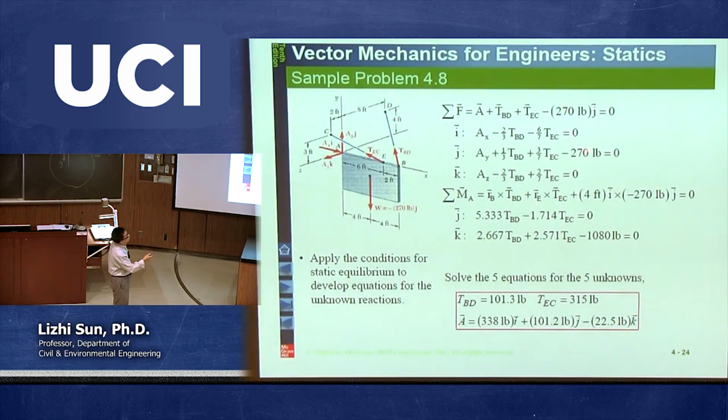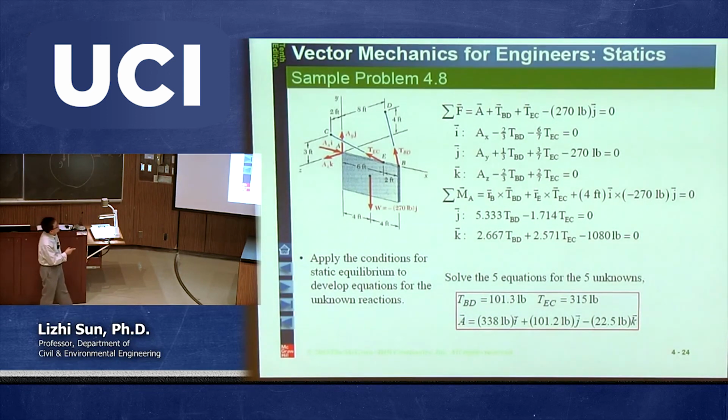So with equation 1, 2, and 3, 4, and 5, you combine all of them together, you finally obtain these 5 unknowns. So AX is 338, and then AY is 101.2. AZ, you finally end up with a negative 22.5. In other words, you assume that AZ is in this direction. In reality, it is in the opposite direction. So that's why you have a negative sign. And the magnitude of TBD is 101.3, and the magnitude of TEC is 315 pounds. Okay?